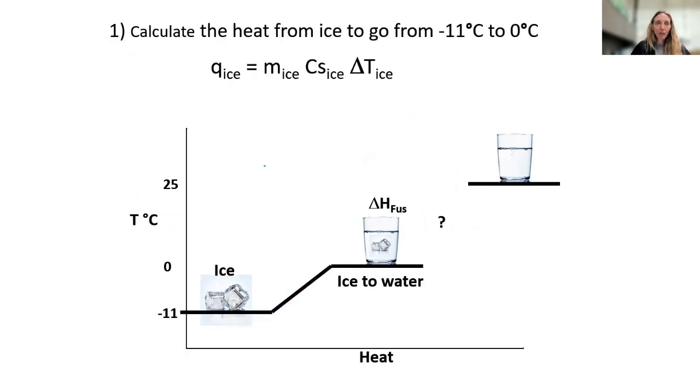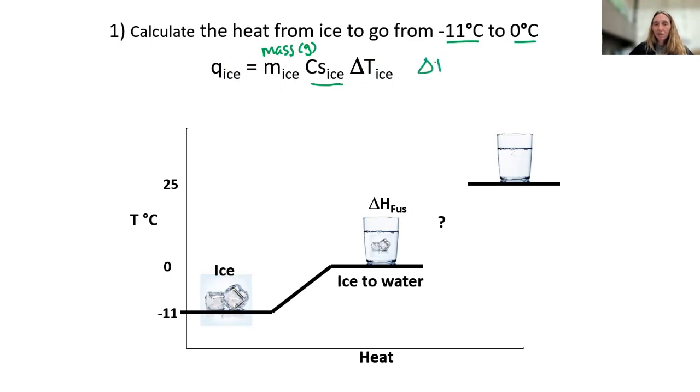Okay, so the first thing we're going to do is to calculate the heat from ice, okay? And that's the heat needed to go from -11 degrees Celsius to 0 degrees Celsius, okay? Now remember this general heat equation, right? So Q is the amount of heat that equals M, or the mass of the ice. This is going to be in grams. Cs, the specific heat of ice, times delta T.